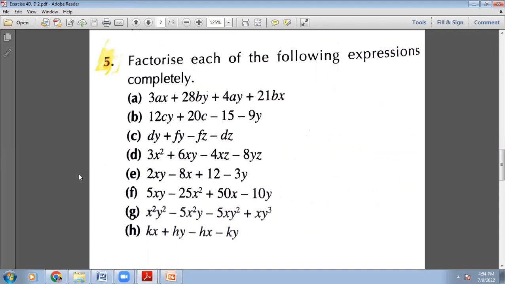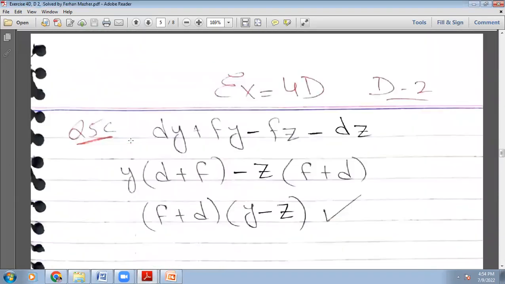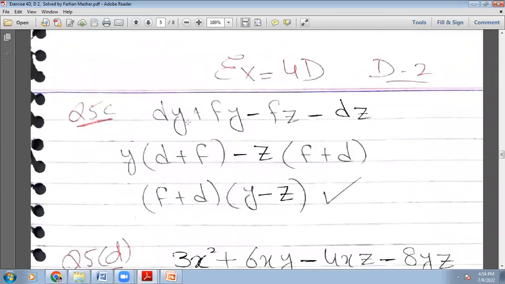dy plus fy minus fz minus dz. Okay. So take from the first two terms y common, d plus f. From here, minus z is common, f plus d. From this term and this term, f plus d bracket is common. So from here, you will have y. From here, you will have minus z in the other bracket. And this is how you will factorize the question number 5, C part.